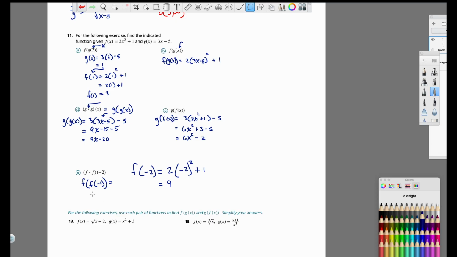And then we can put 9 into our f of x. So we're saying f of 9 equals 2 times 9 squared plus 1. 2 times 81 plus 1. Okay, 2 times 81 is 162, plus 1 is 163.